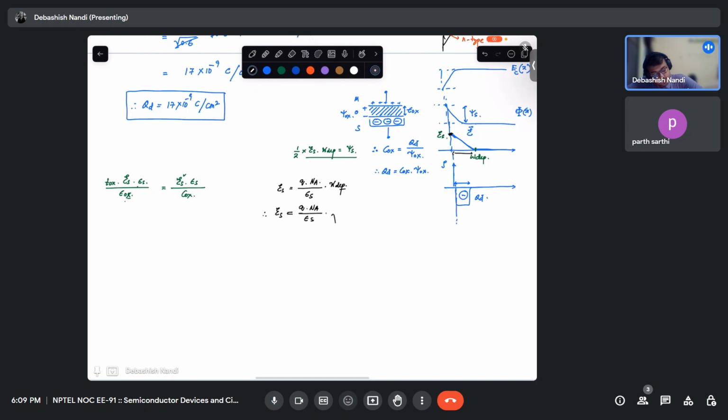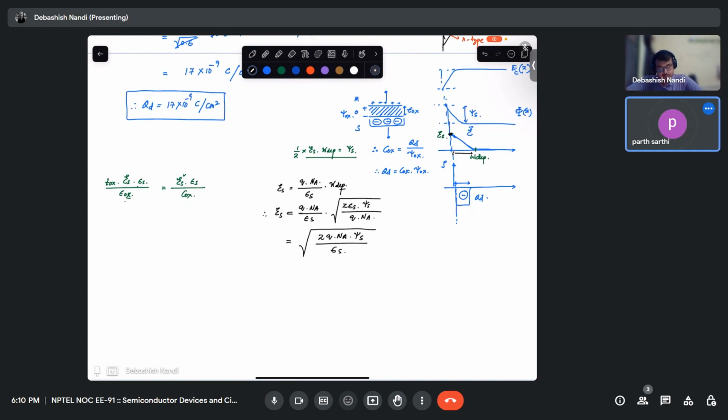And what is your W depth? Under full depletion approximation, we know it is 2 epsilon s times the potential psi s over Q Na, right? Yes, sir. This you know, right? So if I just do the shorthand, what will cancel? Q Na will be upstairs and your epsilon s will be downstairs, right? Is this fine with you?